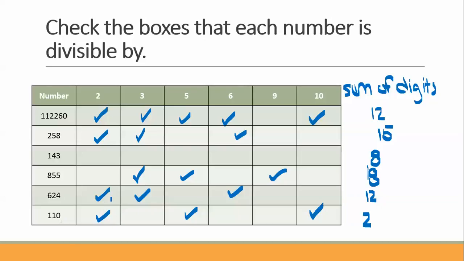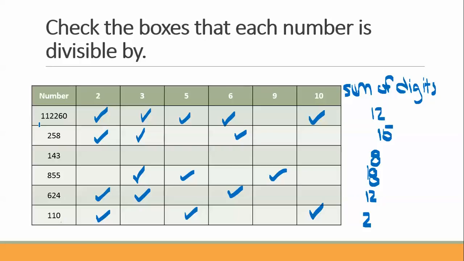Why do we want to know about divisibility? Divisibility helps us when we start trying to figure out common factors, when we start trying to figure out prime factorization, and when we start figuring out how to simplify fractions. That's why divisibility is so important, and understanding these rules is so important. That way you don't have to divide really big numbers a lot of times to figure out what the divisibility is.